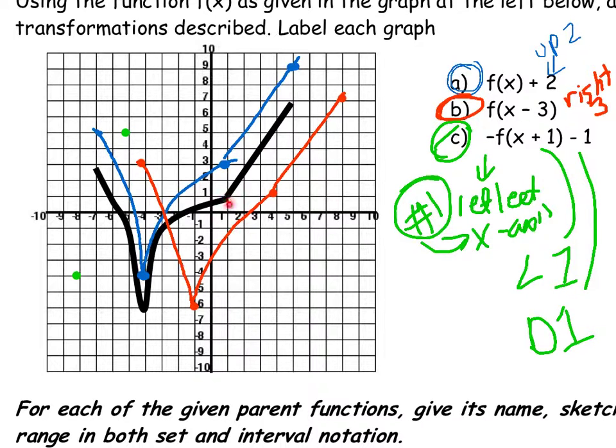Then this point here reflects left 1, down 1. And finally, this point is 7 units above. It will reflect to 7 units below. Go left 1, down 1, and give us our last coordinate. So we can graph our function.